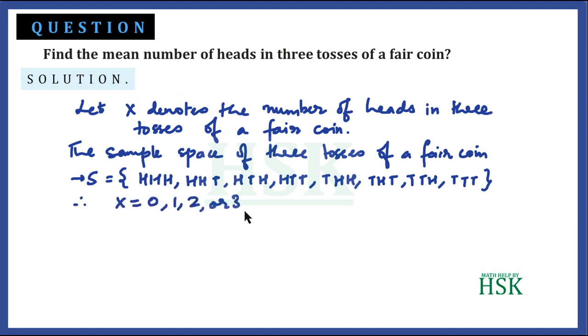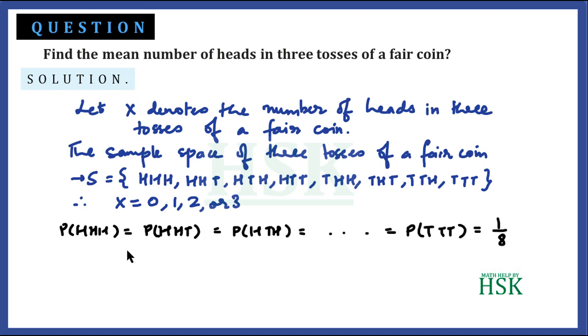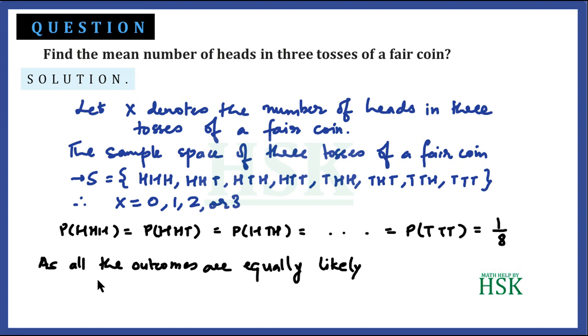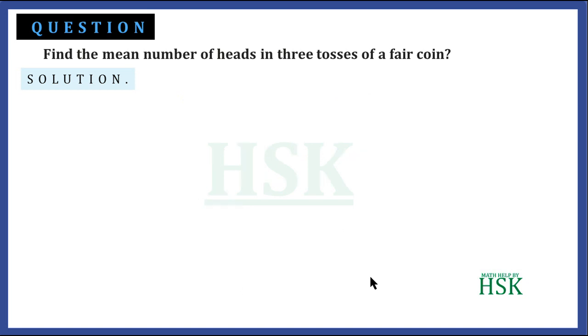The sample space of the 3 tosses of a fair coin can be considered like this, and x can take the value 0, 1, 2 or 3. The probability of a particular outcome would be equal to 1 upon 8, because there are a total of 8 possible outcomes, and for a particular outcome only one outcome would be favorable, and this is so because all the outcomes are equally likely. Now the probability of getting 0 heads would be the probability of getting tails in all the 3 tosses, and this would be equal to 1 by 8.